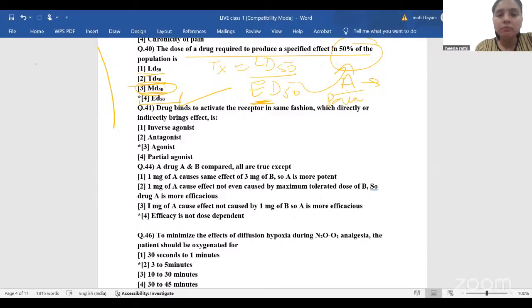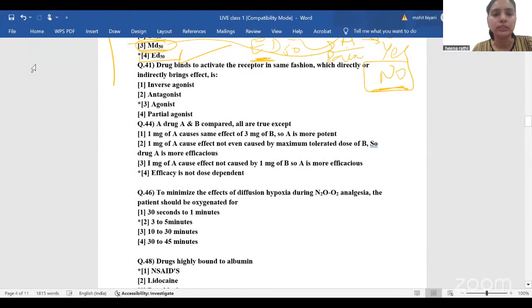Median dose means it is reducing pain in 50%. Yes, it is reducing. No, it is not reducing. So the median dose is the one having just the quantal effect: in 50% it is present or it is not present. That is the median dose.